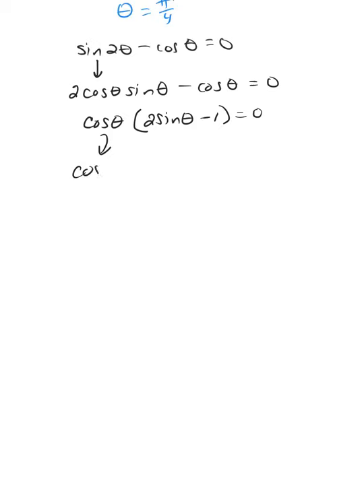So now I have two equations. Where is cosine theta equals 0? And where is 2 sine theta minus 1 equals 0? Well, I know that cosine theta equals 0 when theta is 90 degrees and also 270 degrees.